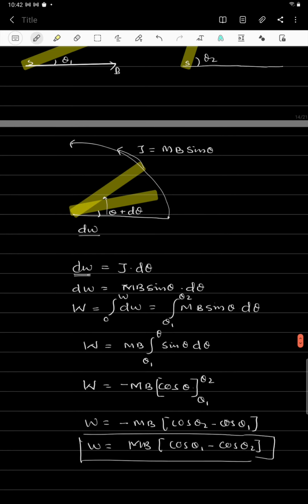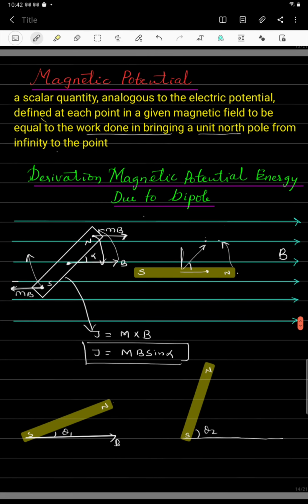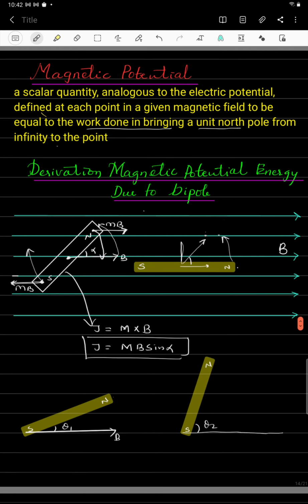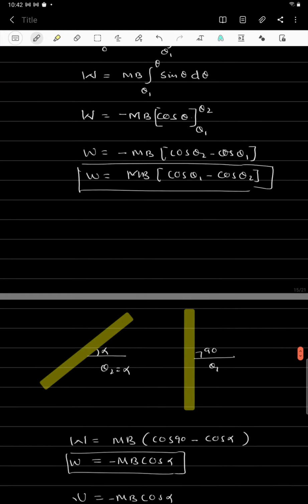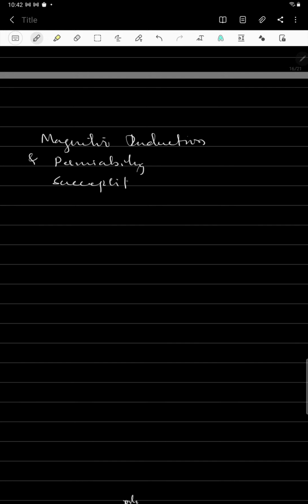And in the next session we will see magnetic induction, permeability and susceptibility.